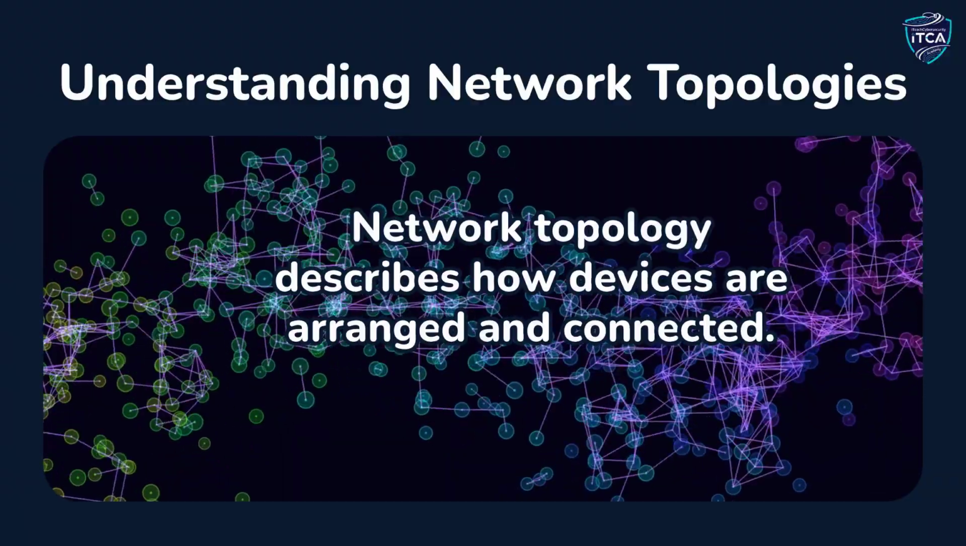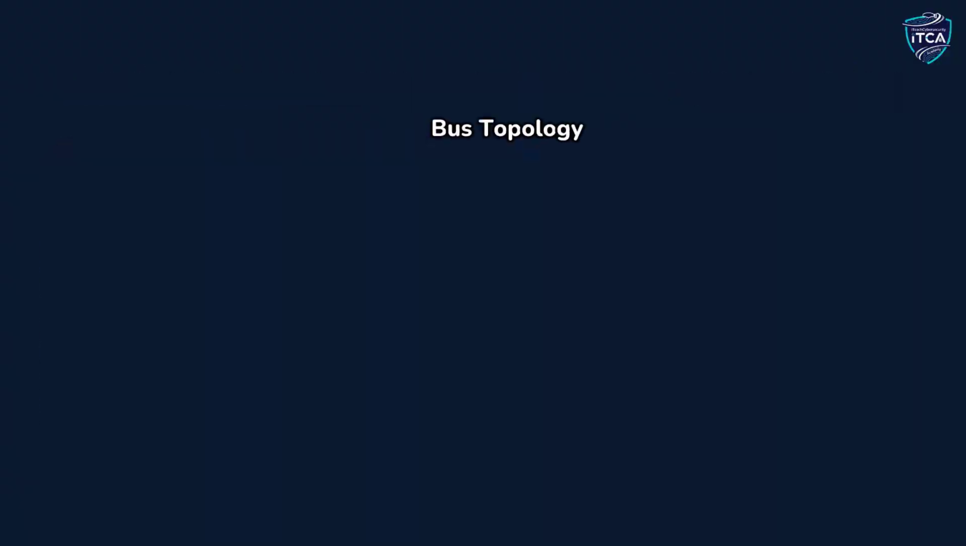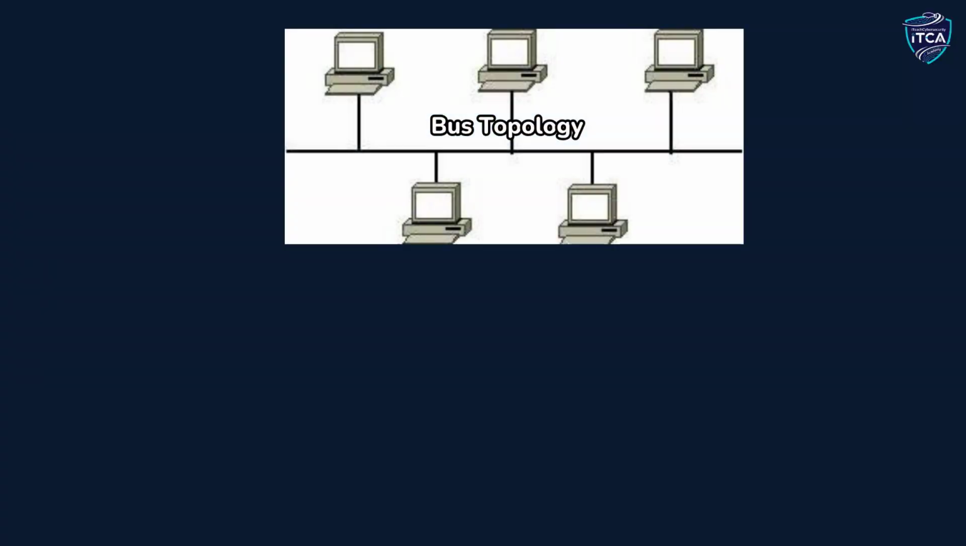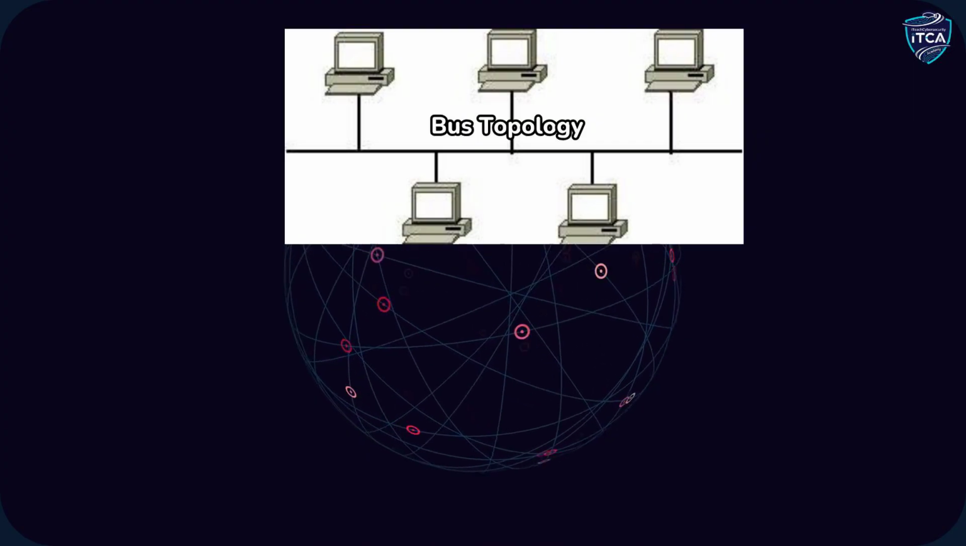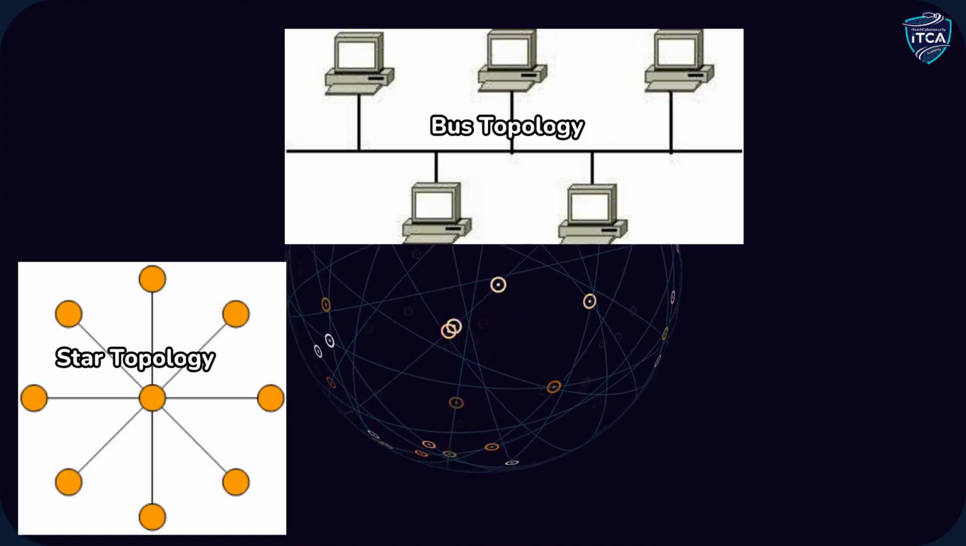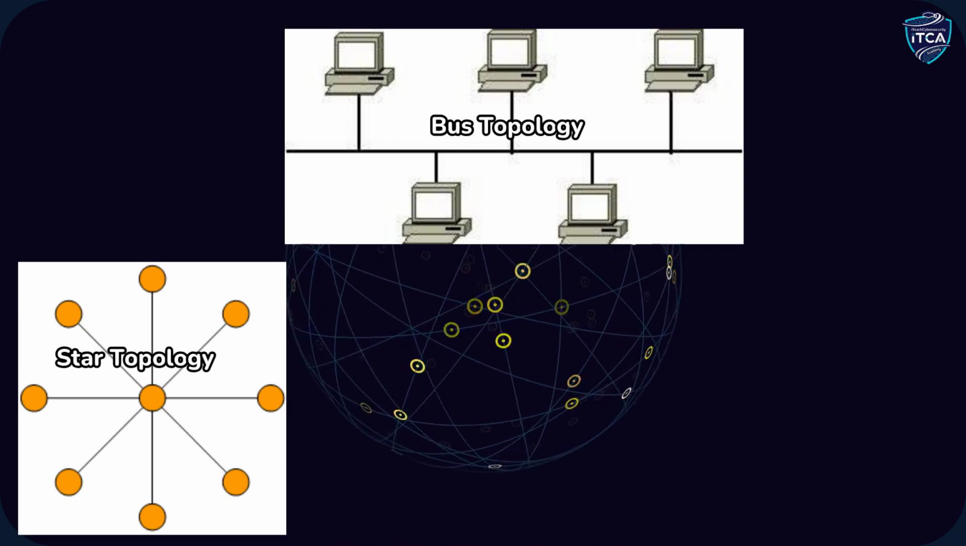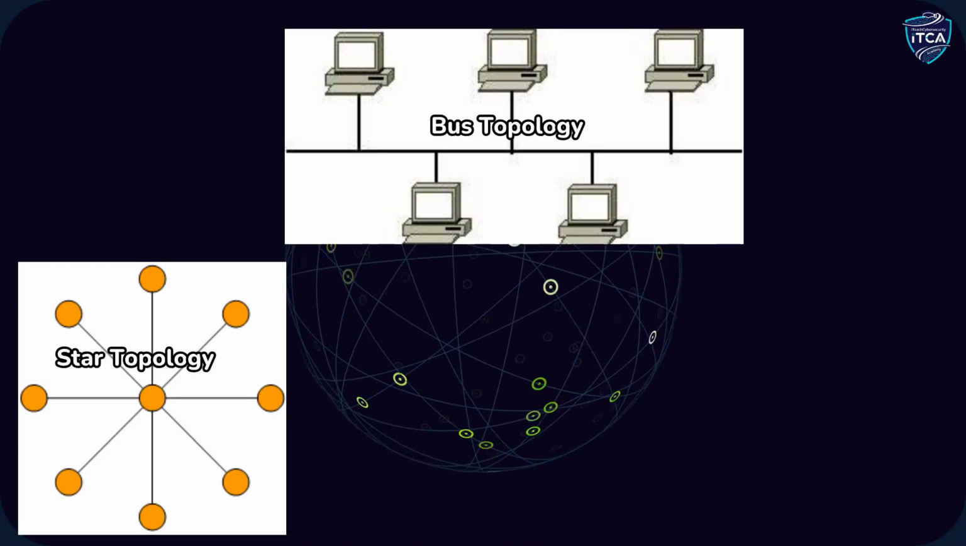Network topology describes how devices are arranged and connected. In a bus topology, all devices share a single communication line. If that line fails or is compromised, the entire network is affected. While simple, this topology is insecure and largely outdated. In a star topology, all devices connect to a central device such as a switch. This improves monitoring and fault isolation, but it also means the central device must be heavily secured.